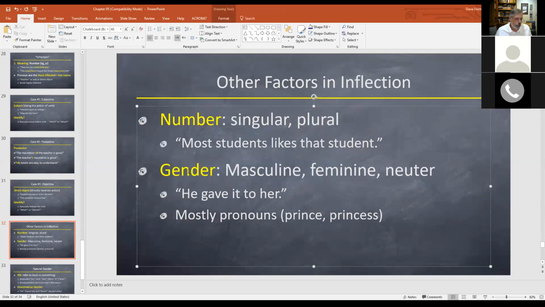The gender changes. Inflection will change the gender. Masculine gender, feminine gender, or neuter gender. He, masculine, gave it, neuter, to her, feminine. So generally, pronouns will change in gender, such as the prince or princess. Those are two different people.